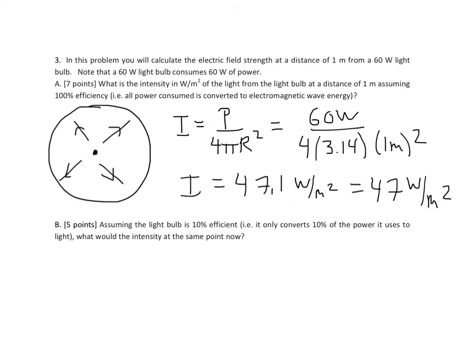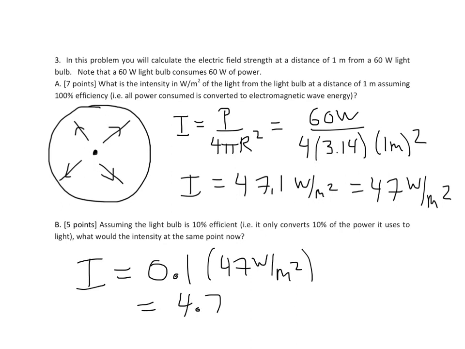This next problem is quite easy. If the light bulb is only 10% efficient, then only 0.1 times the intensity above, of course, will get to the sphere or be converted to light, so that the intensity then would be 4.7 watts per meter squared.